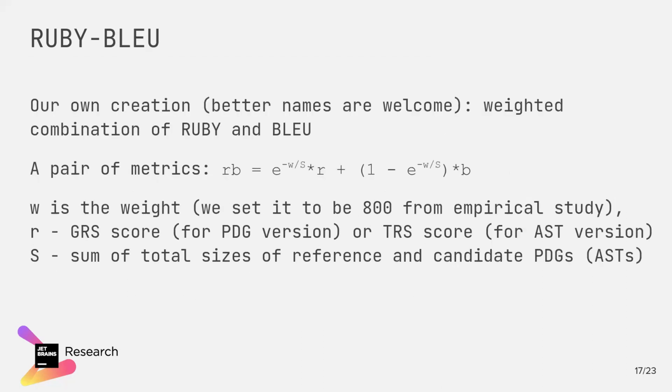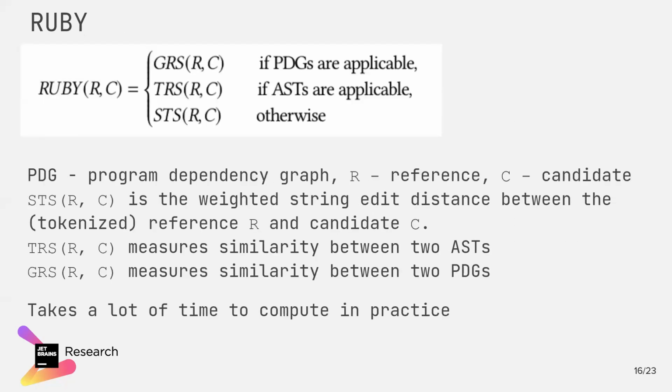Okay, so as you can see from the Ruby metric definition, for short snippets, comparing ASTs and program dependency graphs is tricky, because ASTs and PDGs are relatively small, and a small change in the candidate can heavily affect an AST and a PDG, and so it can heavily impact the score.